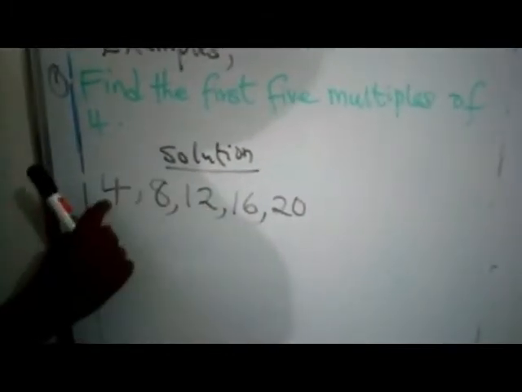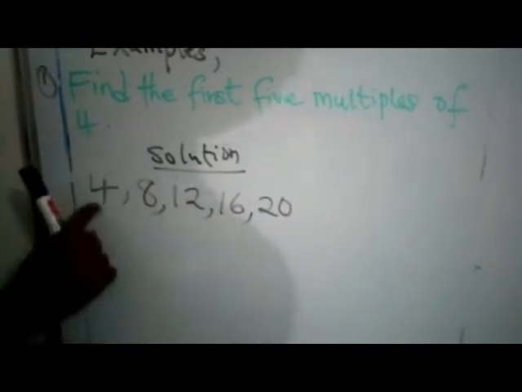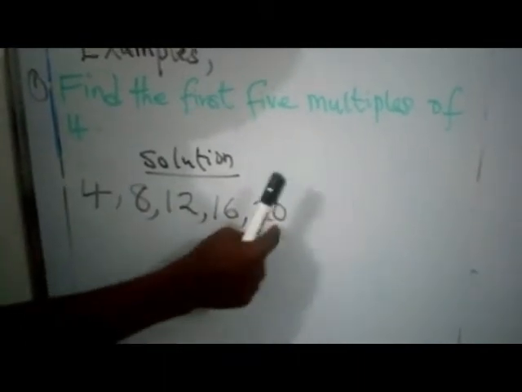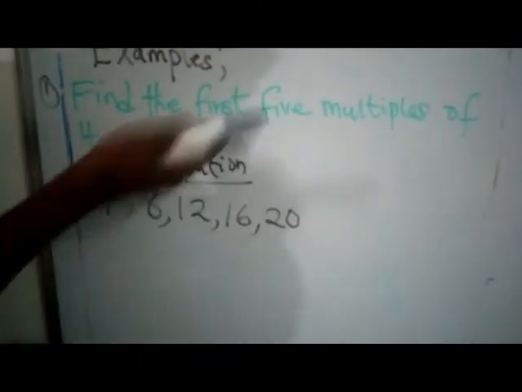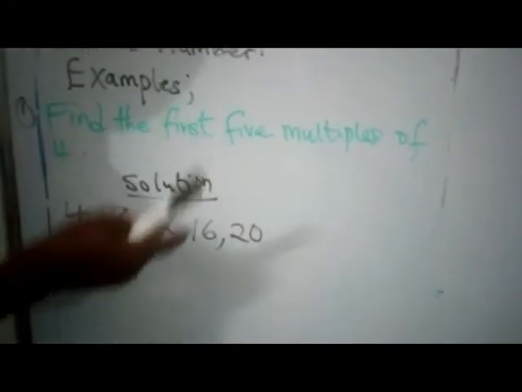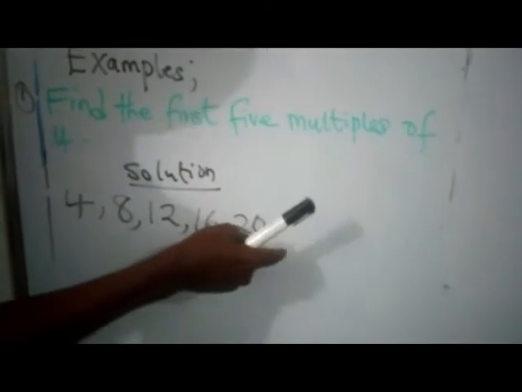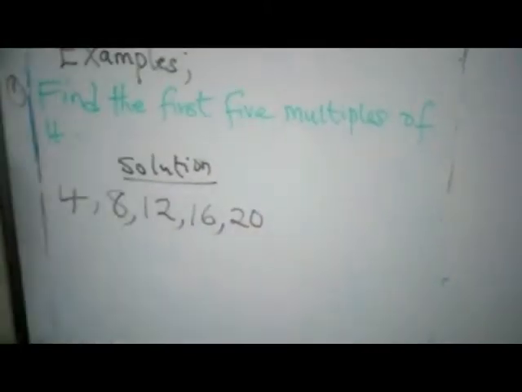12. 4 times 4 will give you what? 16. And 4 times 5 will give you what? 20. Here now, you now have the first 5 multiples of 4. 4 times 1, 4 times 2, 4 times 3, 4 times 4, and 4 times 5 will give you this.